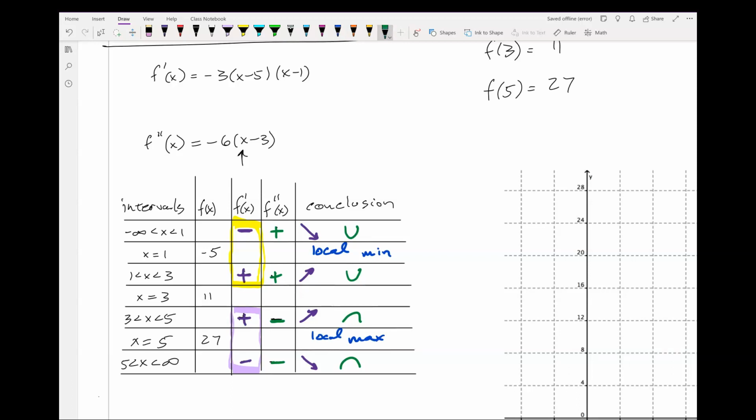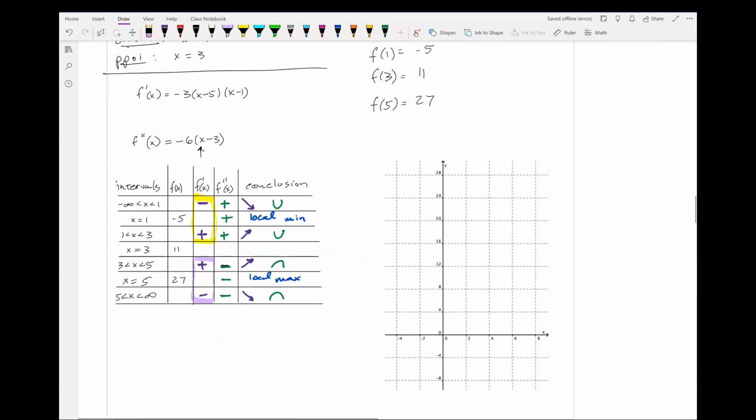We also could have noticed that right here, if we would have put in 1 into the second derivative, we would have gotten a positive, meaning that we were concave up and we had a horizontal tangent line because it was a critical number, making it a local min. And similarly, we could have done that here, plugging this into the second derivative, seeing that we have a negative, which means we are concave down and we have a horizontal tangent line, meaning that we have a local max. So that's the second derivative test, but we already figured that out from our previous work. So now we're ready to go ahead and see what this graph looks like.